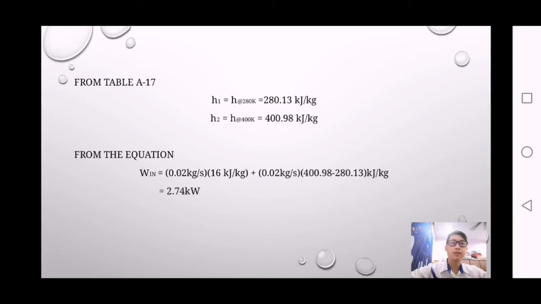Okay, so now we substitute the values into the equation we got just now. The power input equals 0.02 kg per second times 16 kJ per kilogram plus 0.02 kg per second times 400.98 minus 218.13 kJ per kilogram. So we will get the power input, which is 2.74 kilowatt.